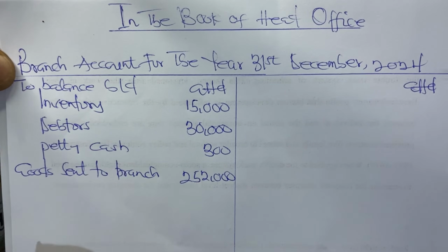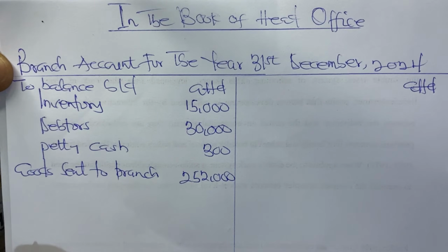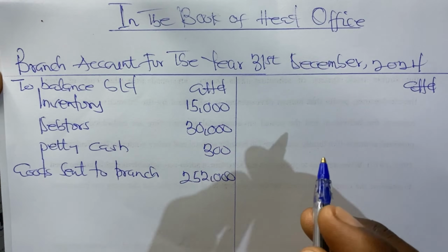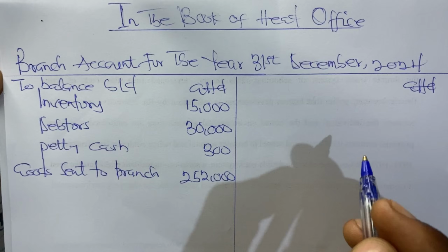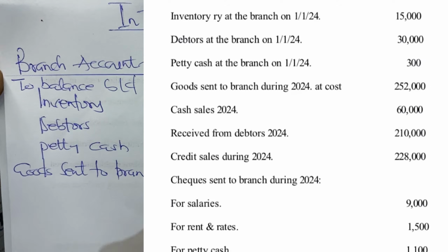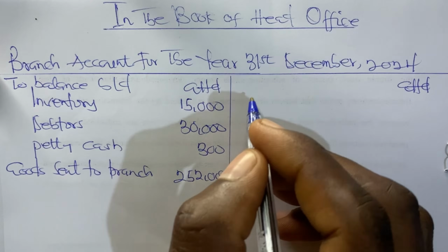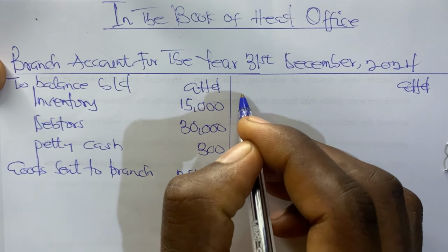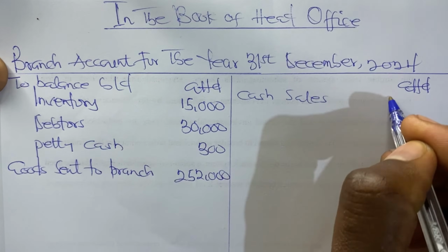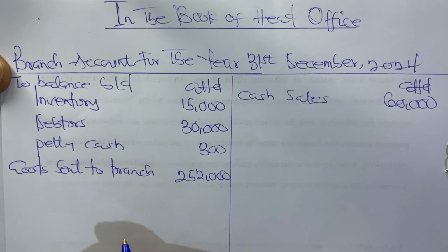Very good. Now the next on the list is cash sales. Wherever the goods sent to branch are sold out, we have to record the proceeds at the credit side to compare the sales against the cost of the goods transferred in order to determine the profit or loss on the sales made. So the sales will be credited to the branch account. So we have cash sales. The cash sales from the question is 60,000. We record that.